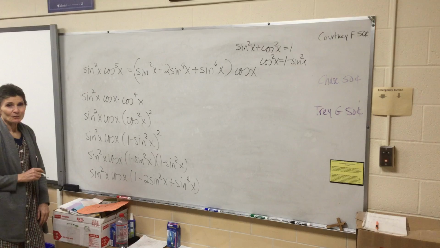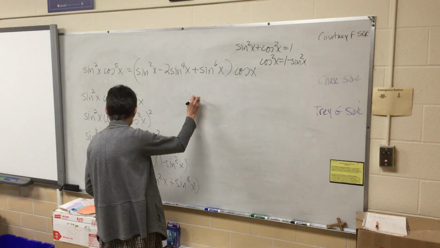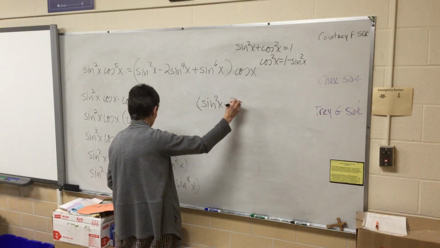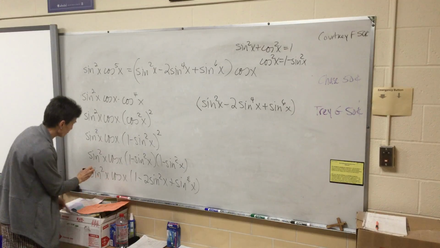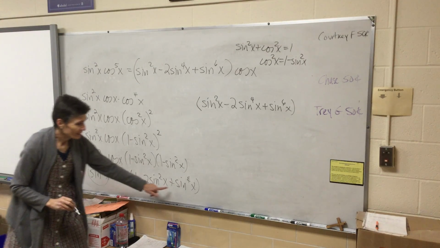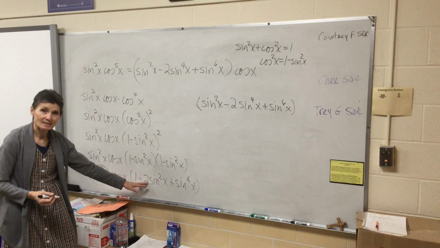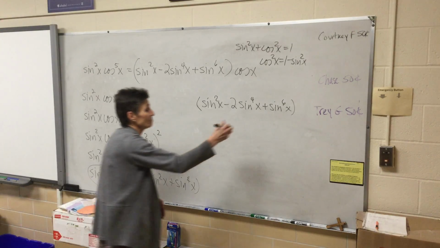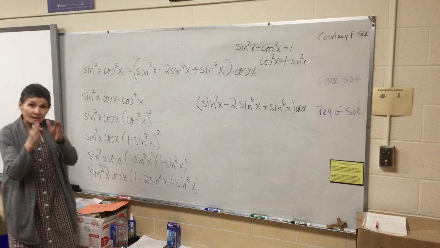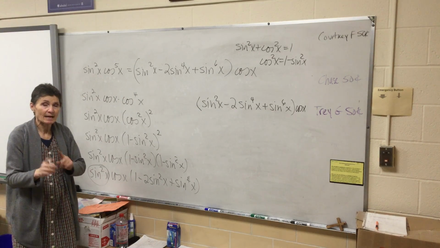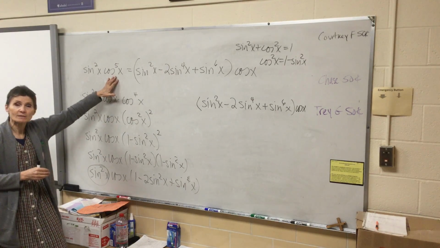Now I bet you can see what you're going to do. If you take this sine squared and distribute it, you're going to have sine squared minus 2 sine to the fourth plus sine to the sixth. If you take the sine squared that's out here in front and distribute it times this, remember multiplication is commutative, so you can multiply this times this, and then we still have that cosine, and there it is. That's what you wanted. So we accomplished that by breaking apart the cosine to the fifth.